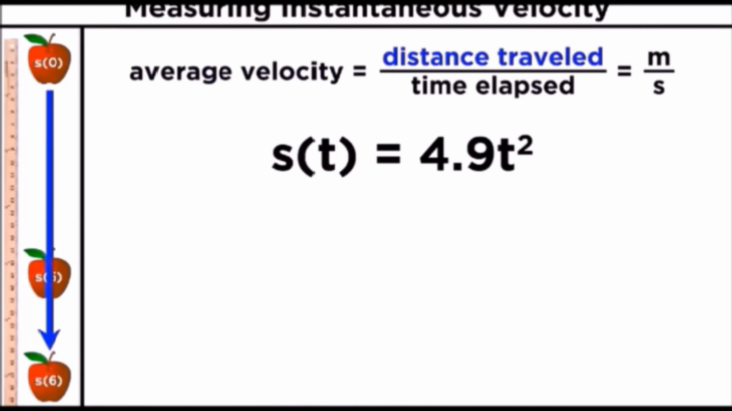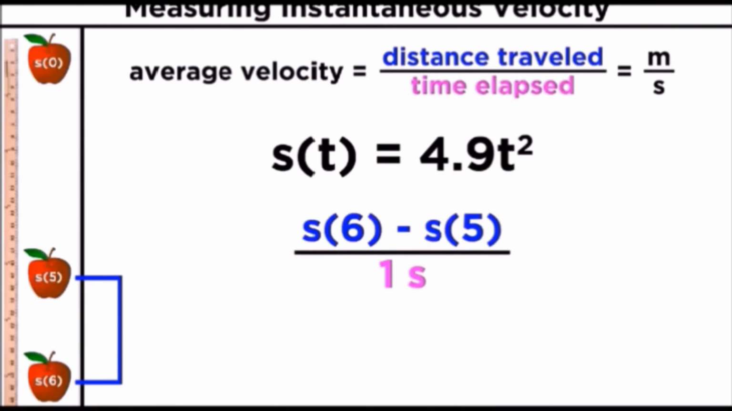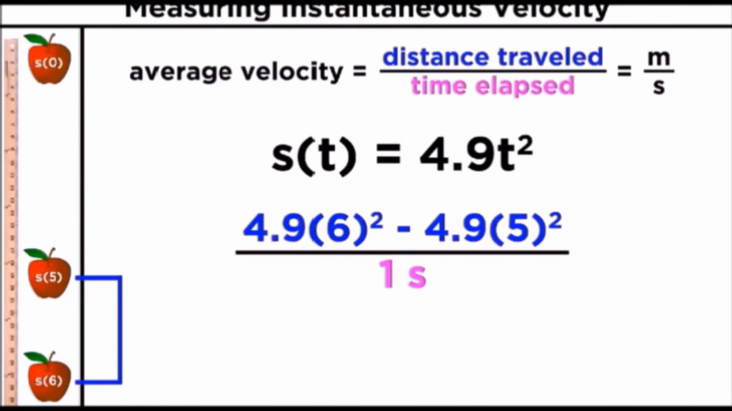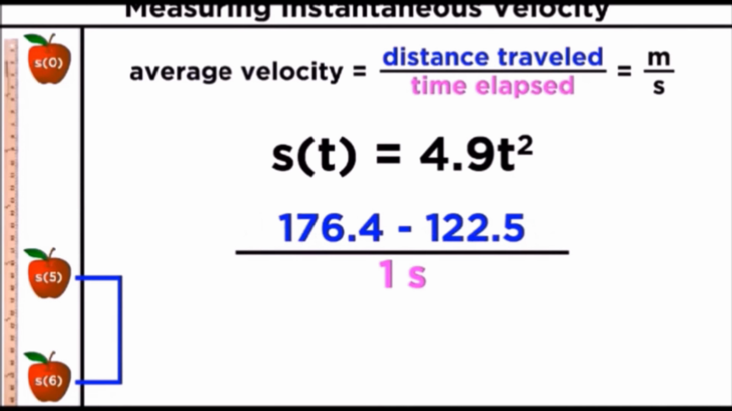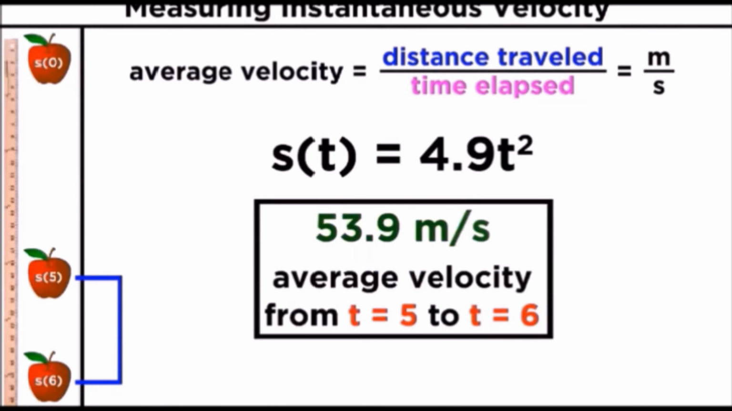If we subtract S of 5 from S of 6, we are necessarily describing the distance traveled during the period from 5 to 6 seconds after being dropped. That will also mean that the time elapsed is 1 second. So we just evaluate the functions for these two endpoints and subtract, then divide by 1 second, and we get something like 53.9 meters per second. Okay, so this is the average speed of the apple during that 1 second interval.